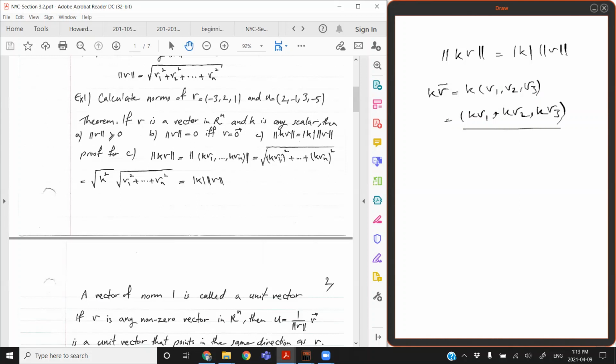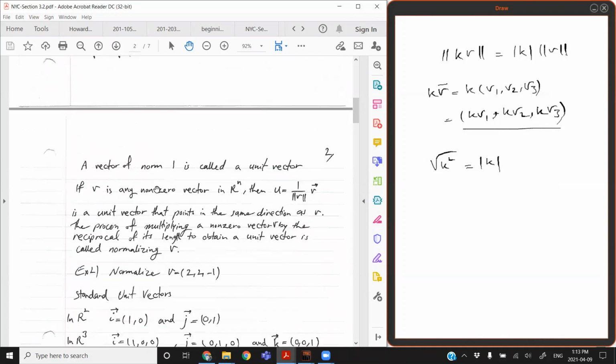Now you can see that k squared can be factored out. So there is a k squared here. For every term there is a k squared, which can be factored out. And we know what root k squared is. That's going to be the absolute value of k. And what remains as the second factor is going to be the norm of v. Are we good? Any questions? Okay.